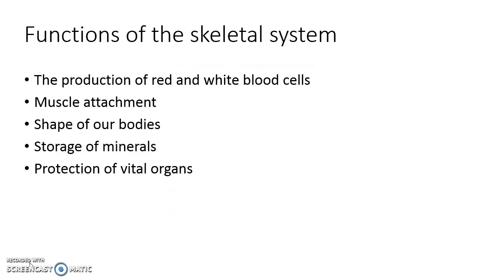The functions of the skeletal system. The skeletal system produces our red and white blood cells, which help with our blood flow and to fight disease and infection. The skeletal system also provides muscular attachment, which helps us with the movement in our bodies. Our skeletal system gives us the shape of our bodies.